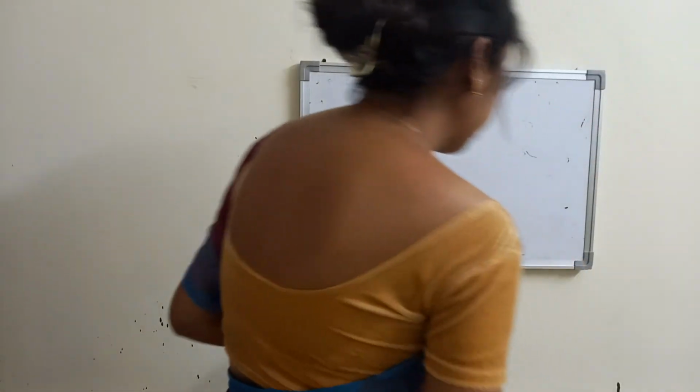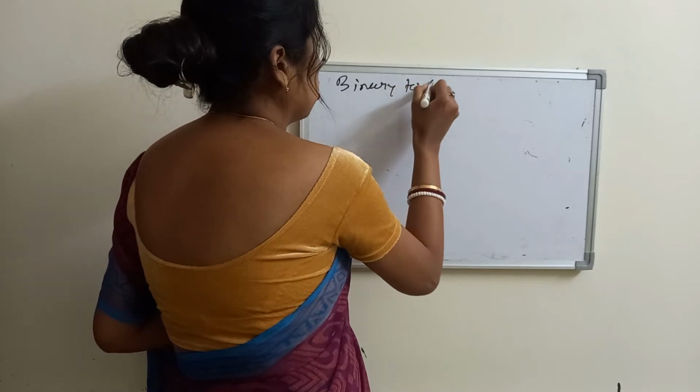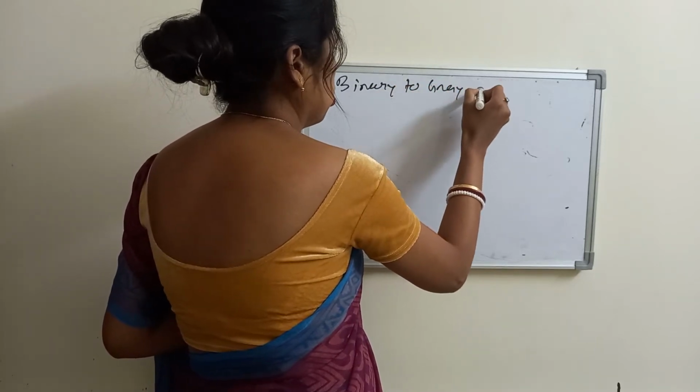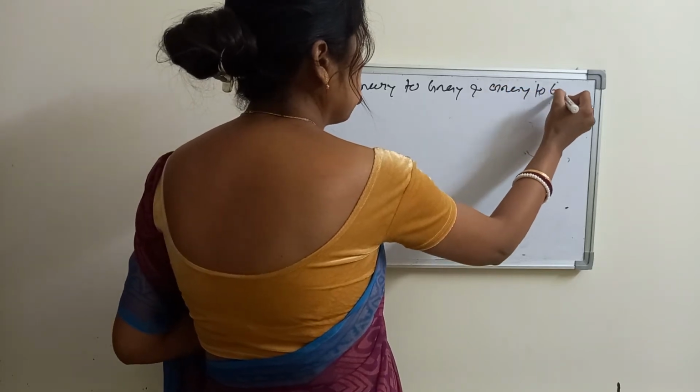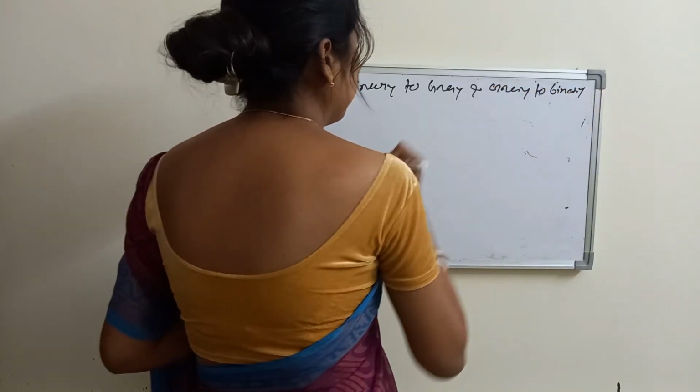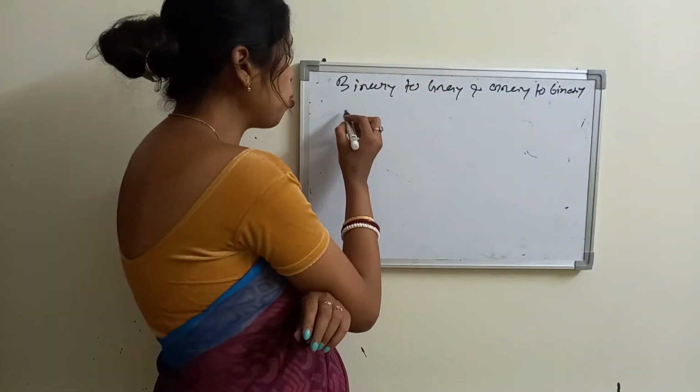Next is the Gray code. Now, binary to Gray and Gray to binary. Okay, so here it is a binary code.